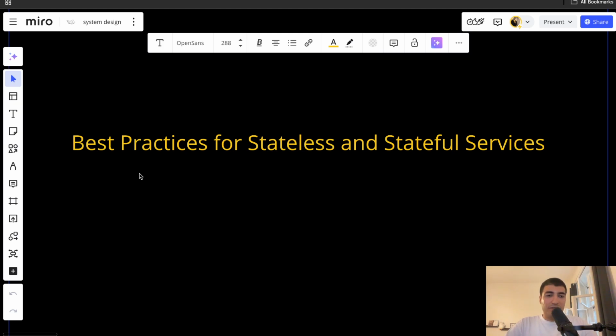To wrap up, understanding the difference between stateless and stateful services is essential for designing scalable and resilient systems. Stateless services are great for scalability, reliability, and simplicity. Stateful services are necessary when you need to maintain users' context or state across multiple interactions. The key is knowing when to use each approach depending on your application's requirements.